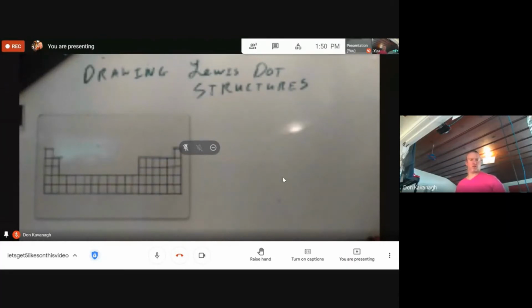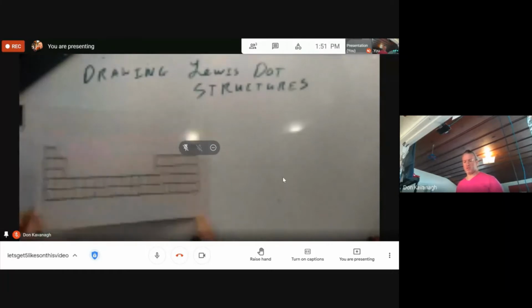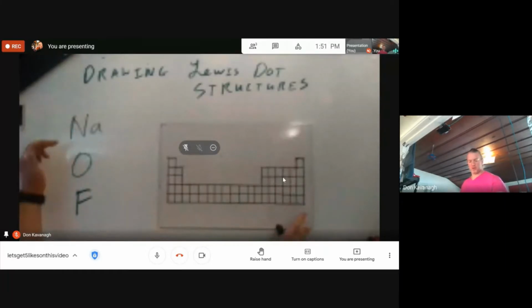Lewis dot structures are meant to highlight the valence electrons around an atom. And eventually, Lewis dot structures will be able to show the geometry, bond angles, and connectivity of the bonds between atoms. So let's do some Lewis dot structures of sodium, oxygen, and fluorine, these individual atoms here.